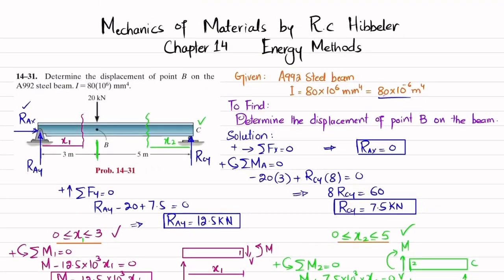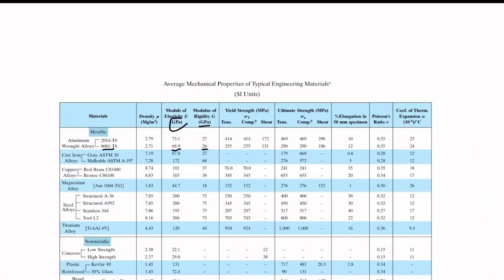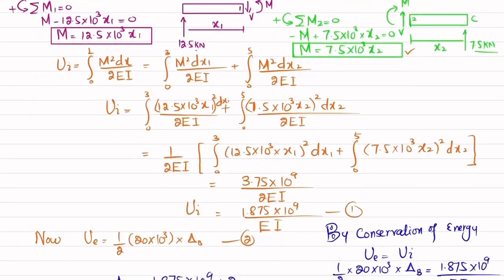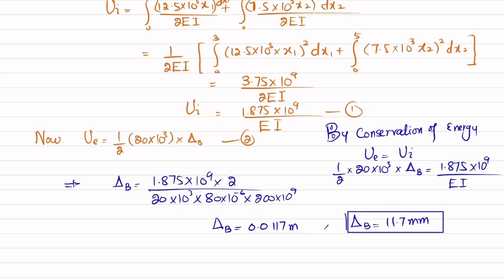And what about E? E is for A992 steel, so we will go to the book. You can see for A992 steel, E is 200 gigapascal. So note down this value as well, 200 into 10 to the power 9. Now you have the final values. When you use the calculator, you will get 0.0117 meter, or in millimeters, the vertical displacement of point B will be equal to 11.7 millimeters. And this is the answer to this question.